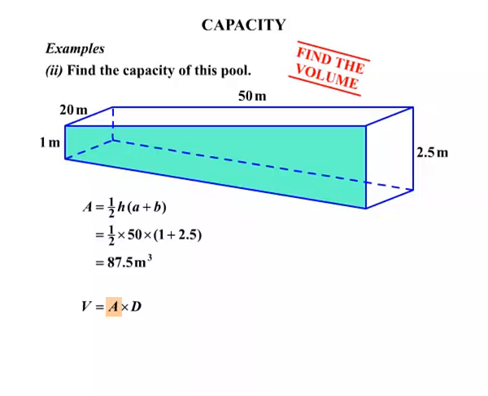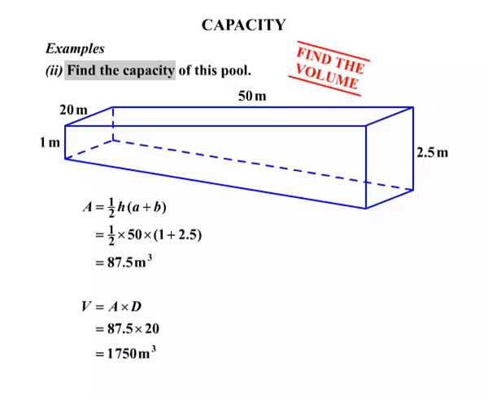We need to find the volume by multiplying that area by the depth. In other words, the area is 87.5, multiplied by the depth, which is how far that shape has gone through the solid. That went a distance of 20 metres. So we multiply by that 20. And when we calculate that, we come up with 1,750 cubic metres.